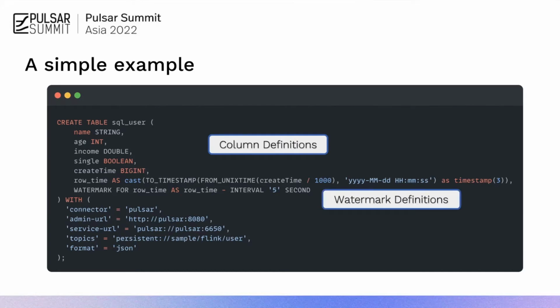It basically specifies how to define the watermarks based on what column, and Flink will then use this watermark information to generate the watermarks. And finally, there are the connector configs. As you can see here, the connector is set to Pulsar, and the admin URL and service URL point to a Pulsar cluster. The topics option means which topics this Flink table will be mapped to. And finally, there is a format, and we will come to this detail later.